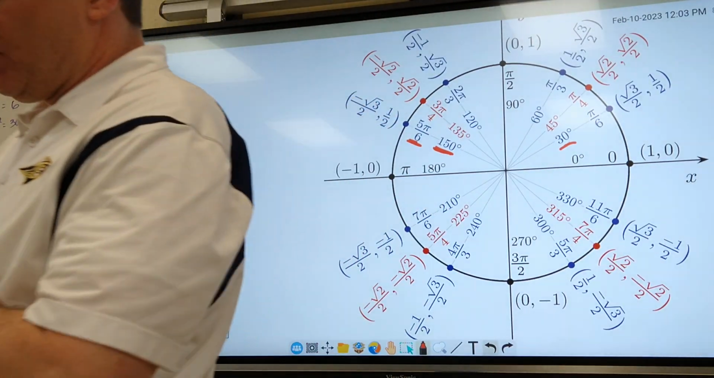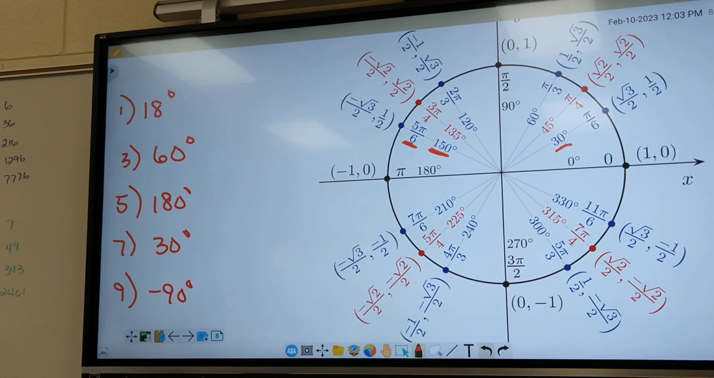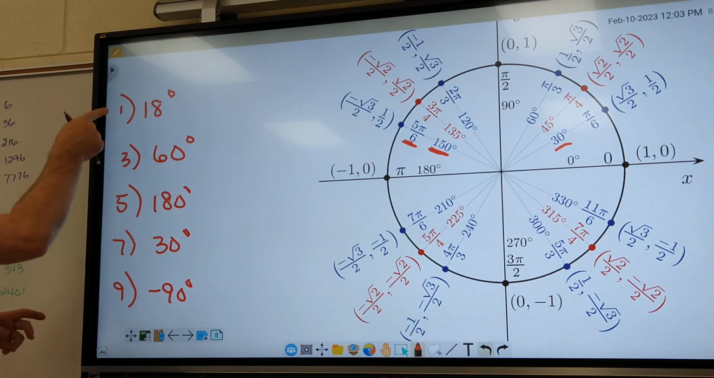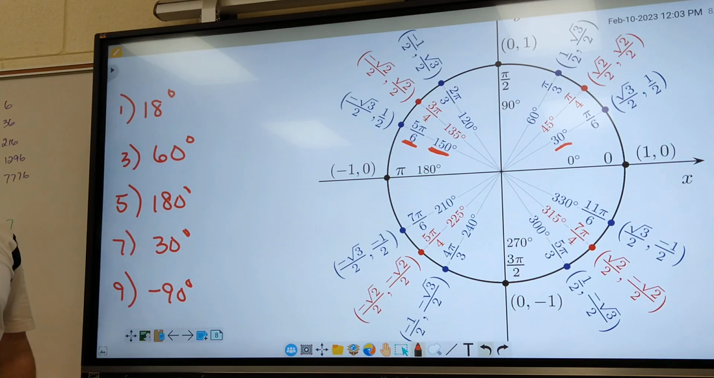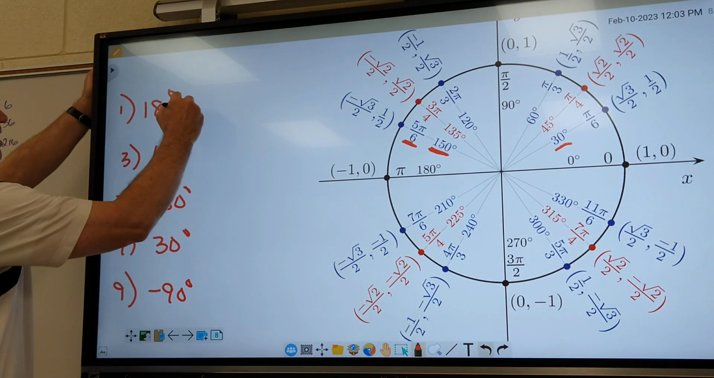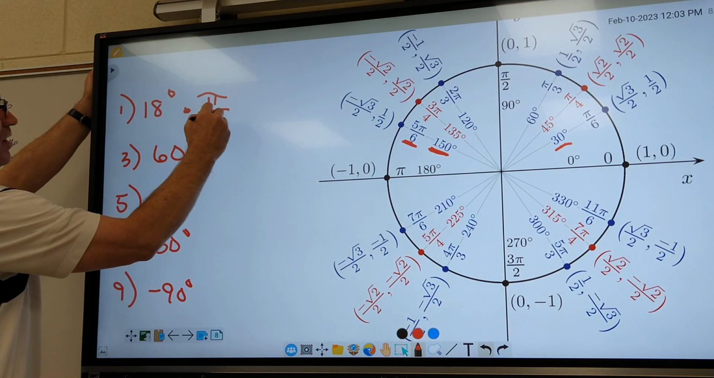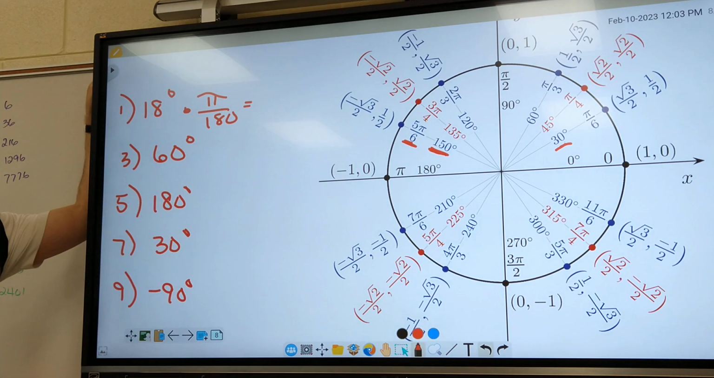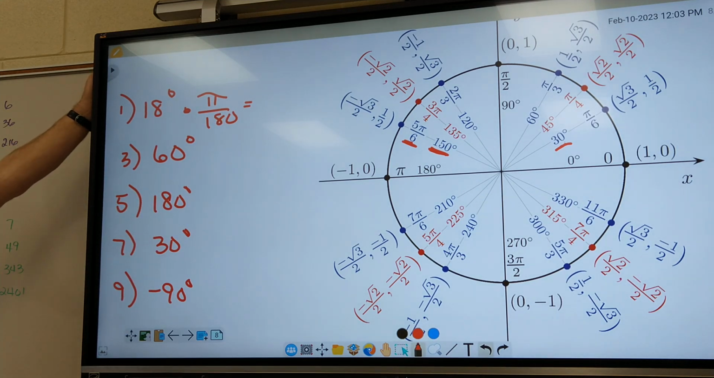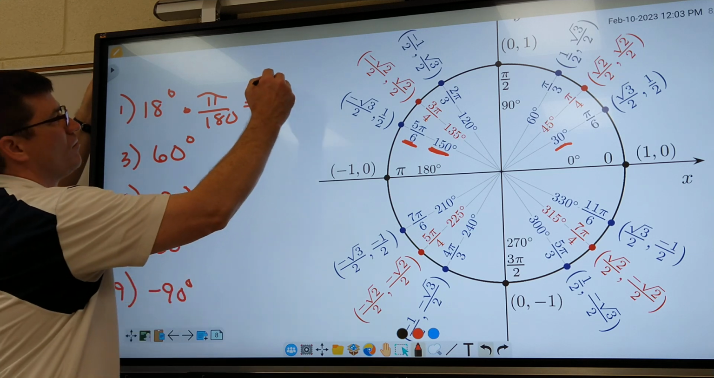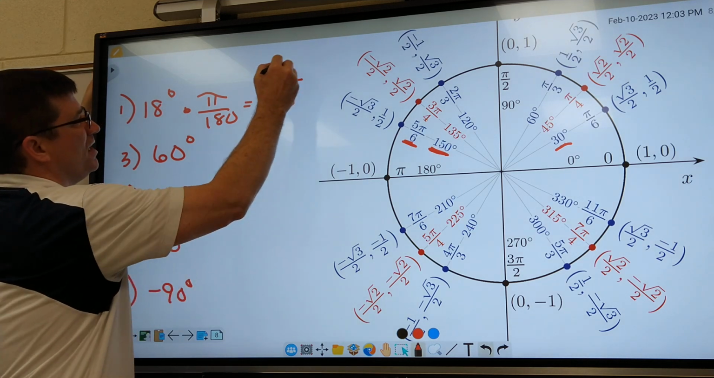So on 1 through 10, they want us to change and make it a radian number. 18 degrees. Is it on your circle anywhere? No. And how you make it a radian is you times it by pi over 180. So type that in your calculator. 18 times pi over 180. Tell me what you get. No, not pi over 6. Pi over 10. I agree. Pi over 10 is the answer.